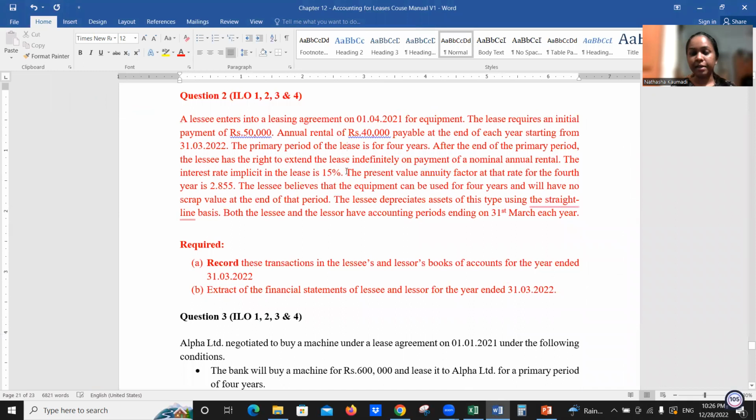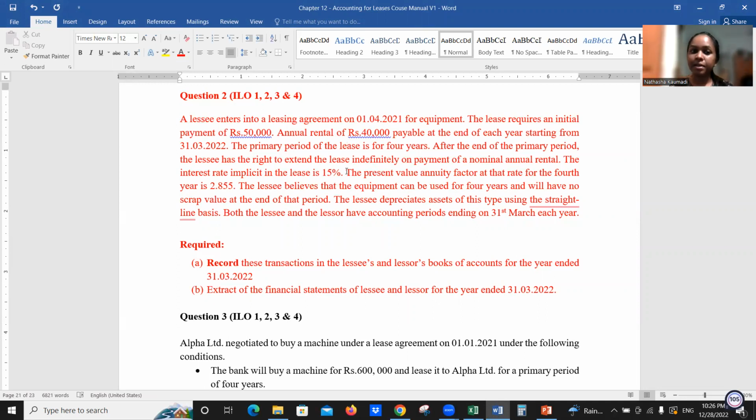Here, lessee and lessor are not given separately by name. We can't find lessee and lessor separately. So you have to pick the details required for the computation.